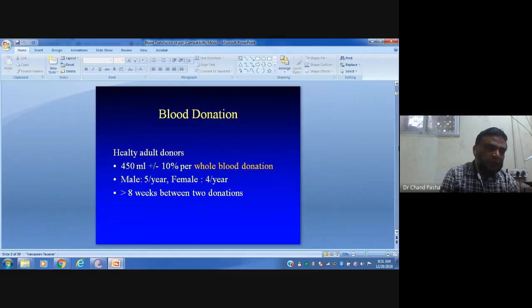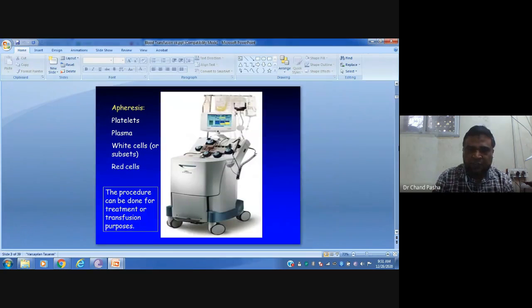See, 1 unit means 300 ml. So he can donate almost 1 to 1.5 units. He cannot donate more than that. And a male can donate 5 times per year, a female can donate 4 times per year, and there should be a gap of 8 weeks between two donations. And this is actually the machine.